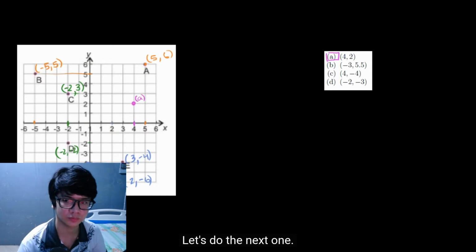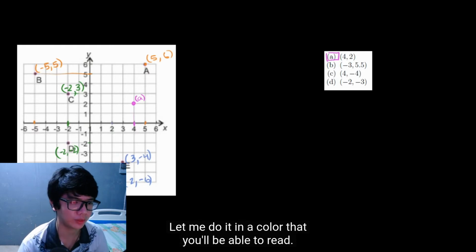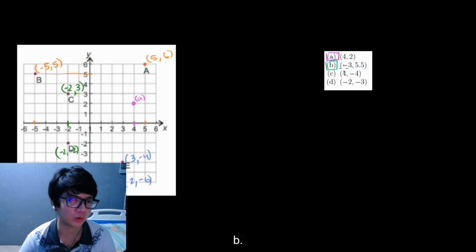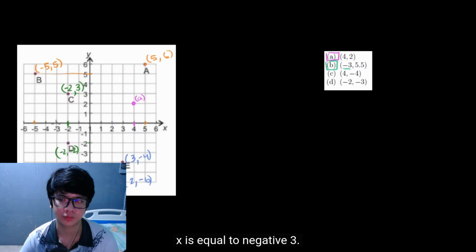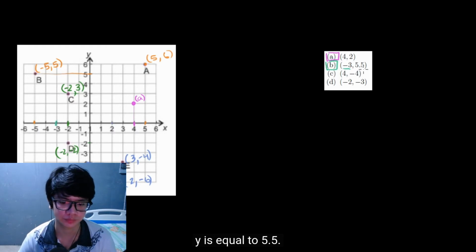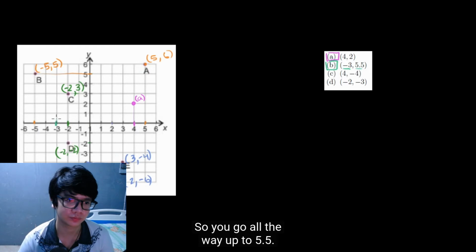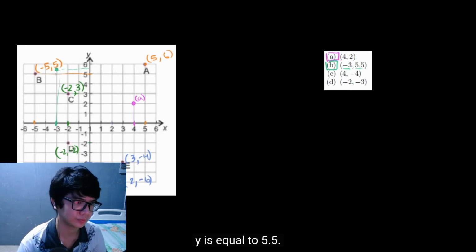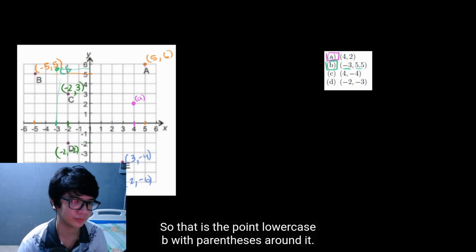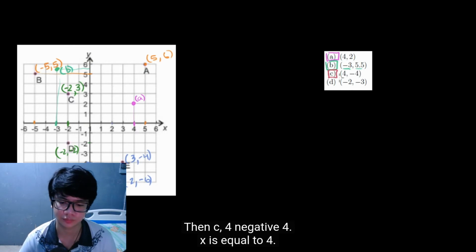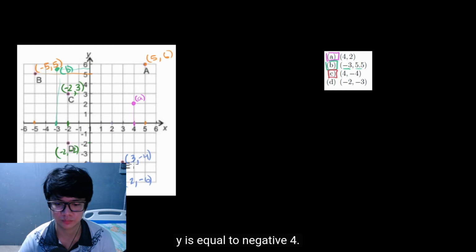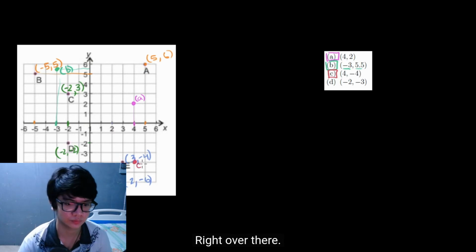Let's do the next one. Let me do it in a color that you'll be able to read. B. Negative 3, 5.5. X is equal to negative 3. Y is equal to 5.5. So you go all the way up to 5.5. Right? So that is the point lowercase b with parentheses around it. Then C. 4, negative 4. X is equal to 4. Y is equal to negative 4. Right over there.